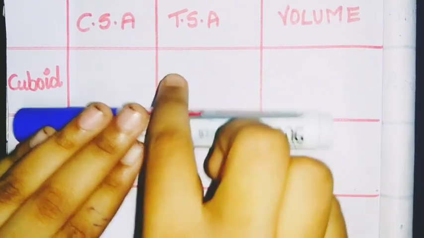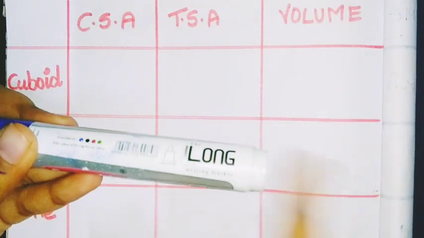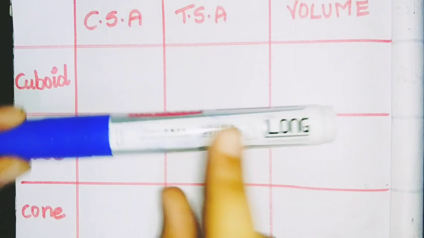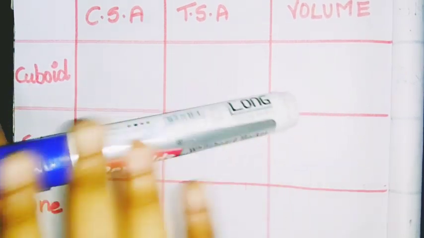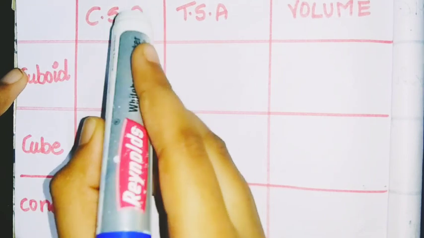Now if you see, when I exclude or remove this top and this bottom part, I will get the CSA. So what happens when I exclude this and this? I will get the rest of the part, right? This part alone I will have. So that is nothing but your CSA.